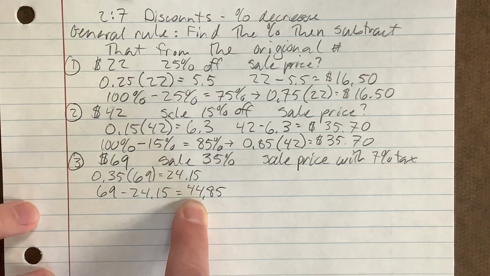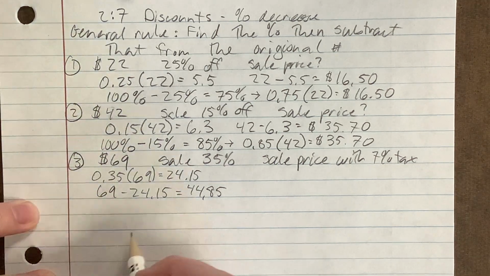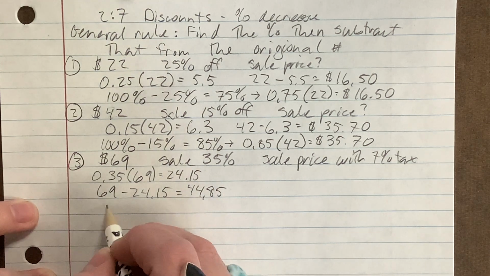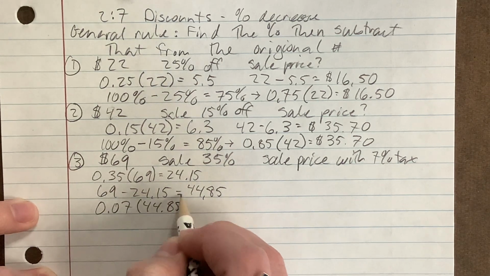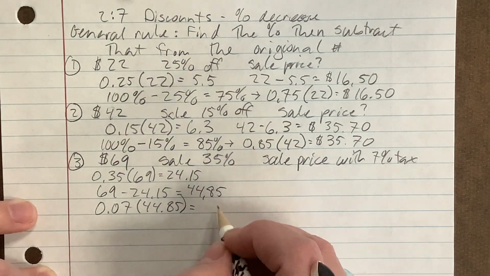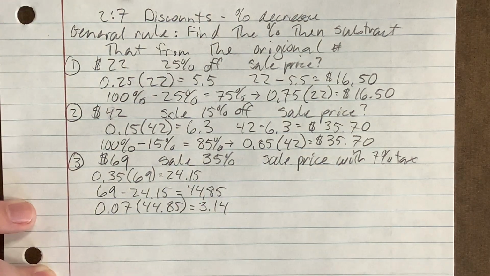No, we are not done, because now we need 7% of that to add on to it for tax. So we will find 0.07 of 44.85 to find out what our tax is. And 0.07 times 44.85 equals, if we round to the nearest cent, 3.14. I like that because that's pi.